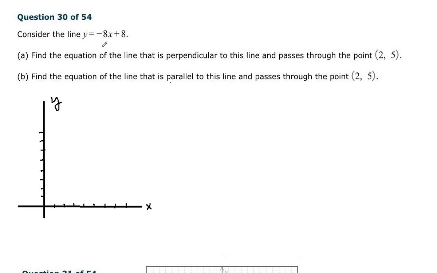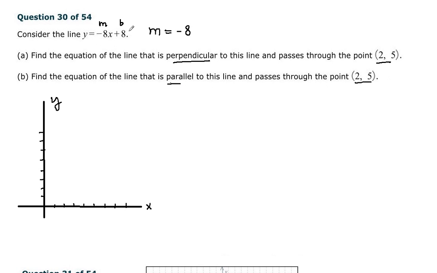In this example, we have a given line, y equals negative 8x plus 8. So our slope there is negative 8, and our y-intercept b is 8. So m here is negative 8. We want the equation of the line that's perpendicular to this given line and goes through the point (2, 5), and then also the line parallel to the given line that goes through (2, 5).